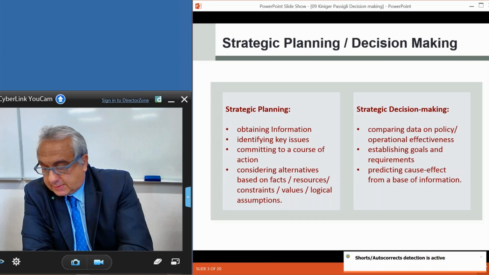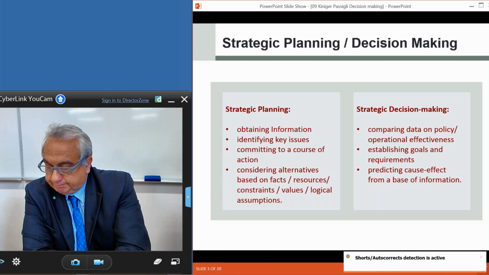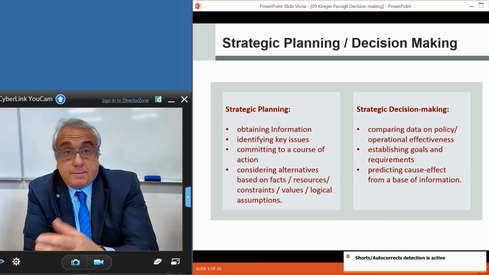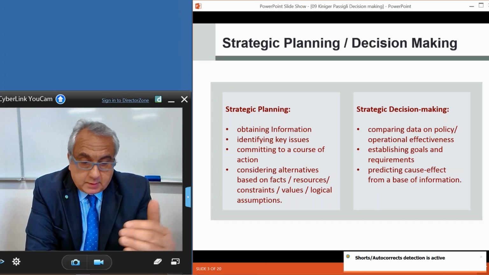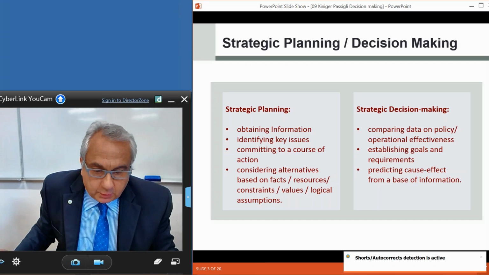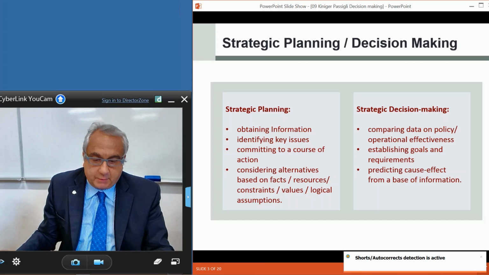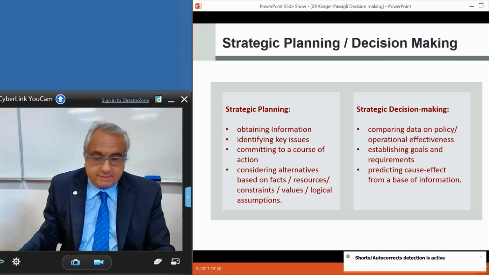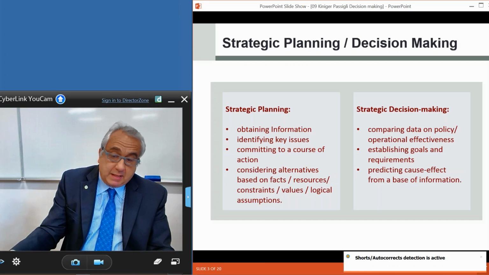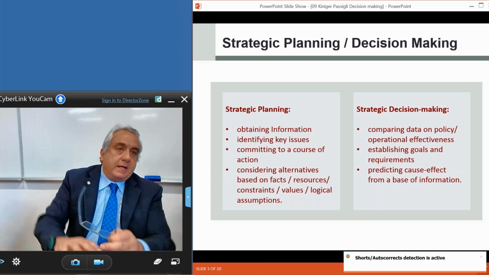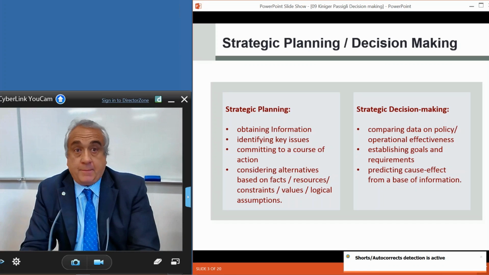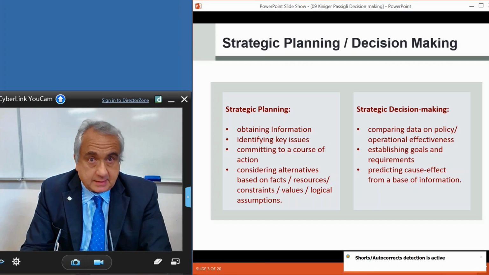Now, strategic decision-making is directly correlated and is normally exercised by corporate organizational leaders. These are the most important elements that comprise strategic decision-making: comparing data on policy and operational effectiveness, establishing goals and requirements, predicting cause and effect from a base of information. Now, it happens that in many situations, in reality, strategic planning is not adopted at all, and we go directly to strategic decision-making. I'm not saying that one is wrong, the other one is right.